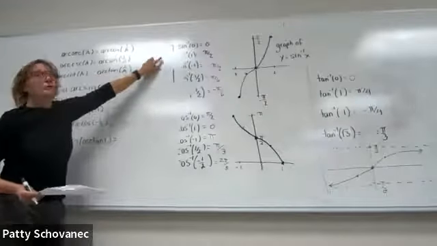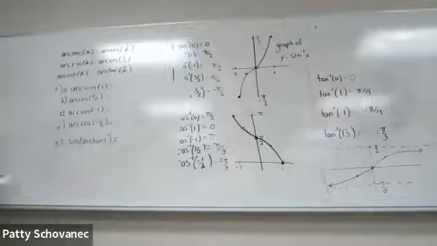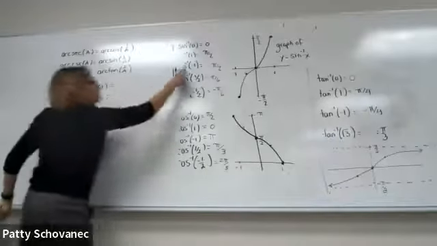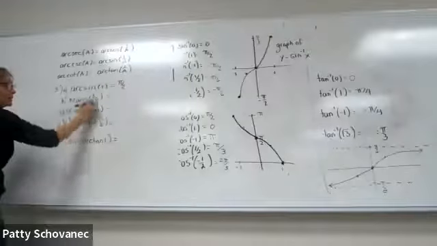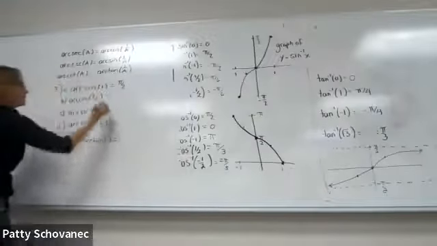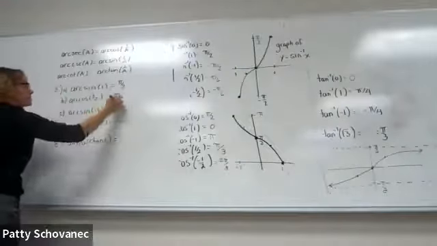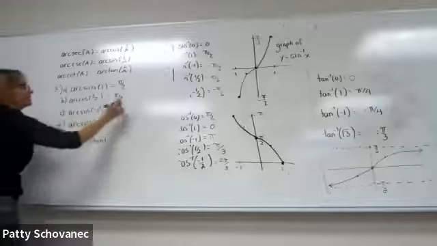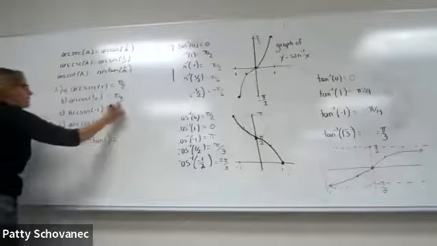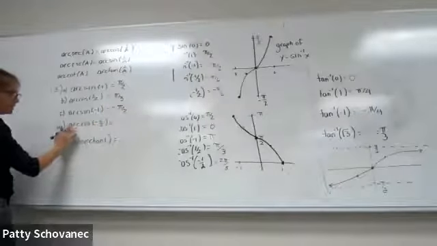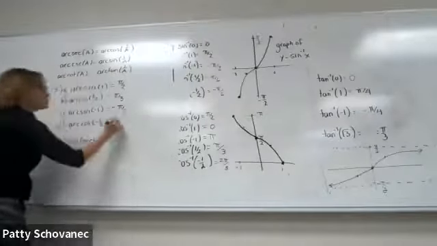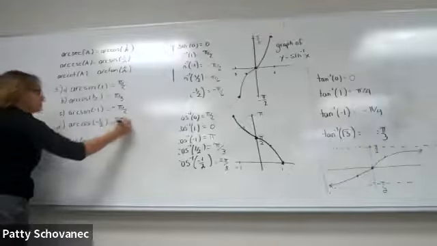We've got the first one. The arc sine of 1 was pi halves. The arc cosine of 1/2 was pi thirds. The arc sine of -1 is negative pi halves. But the arc cosine of -1/2 was 2 pi thirds.